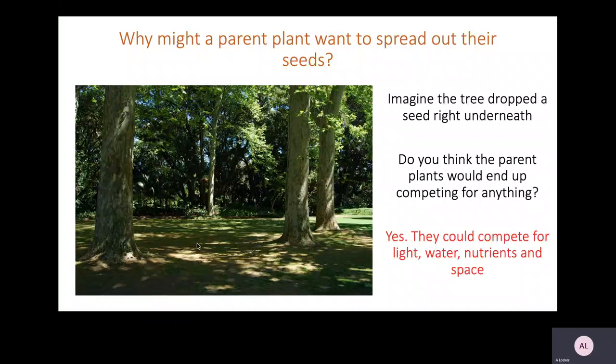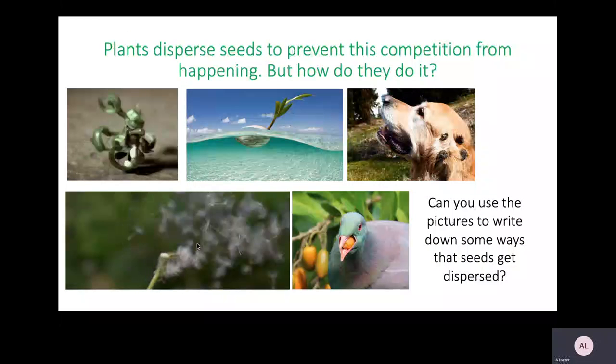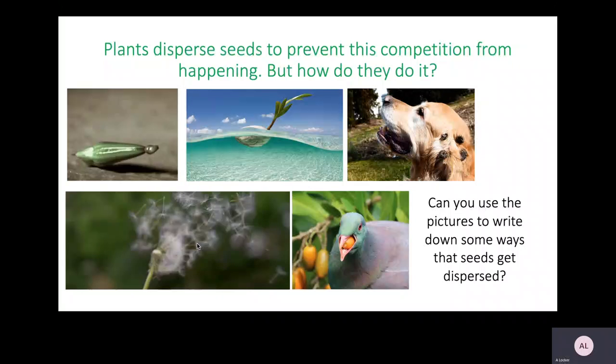Think about these trees. They're going to have massive roots underneath the ground, and those roots absorb the water from the soil. Imagine you've got a tiny little baby plant trying to grow. It's only got really small roots. It's not going to get a lot of water. Nutrients, again, they come from the soil. So these adult plants are going to have really big roots. They're going to get all the nutrients really quickly. And space. You can't have loads and loads of plants growing in one tiny little area. So for that reason, they need to spread out. They need to grow. So plants disperse seeds to prevent this competition from happening.